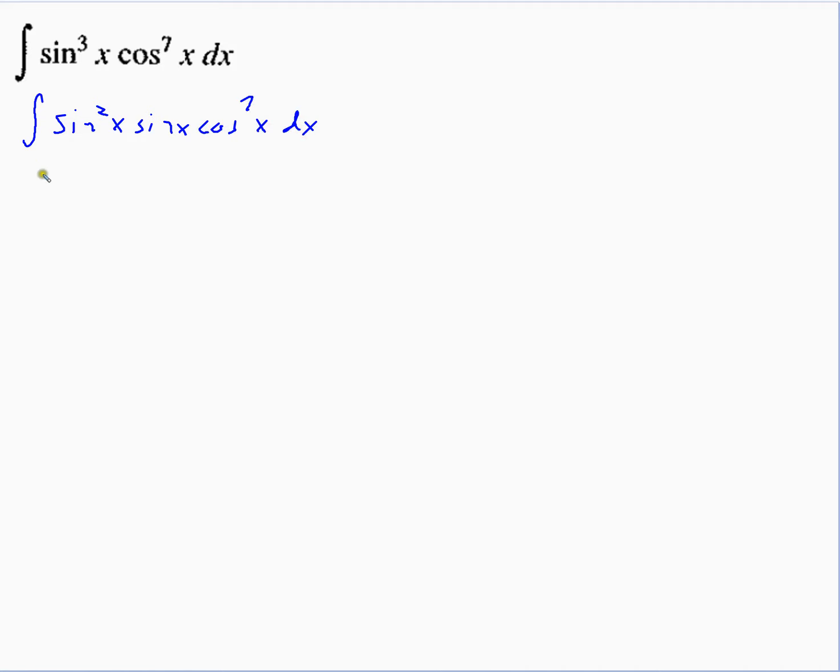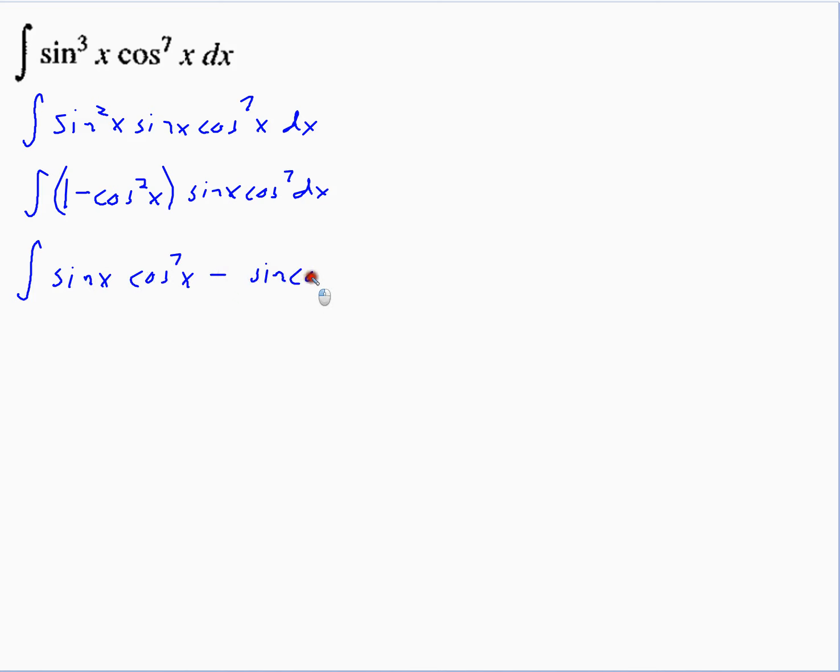And then we'll use our Pythagorean identity. So this is 1 minus cosine squared times sine x cosine to the seventh. We will distribute the sine x cosine to the seventh. So we've got a sine x cosine to the seventh, and then distributing we have a sine x cosine to the ninth x, because we're distributing this into here, so we had a cosine squared and a cosine to the seventh, which gives us cosine to the ninth dx.